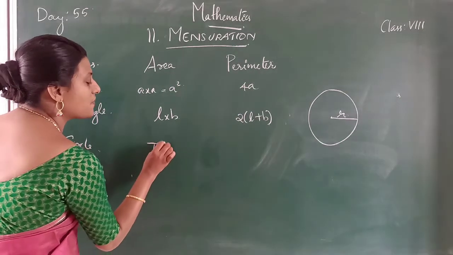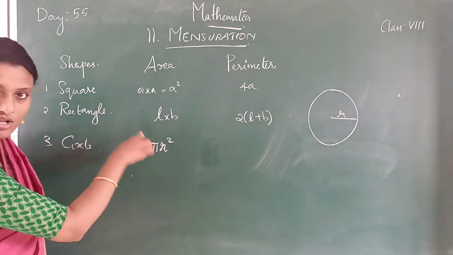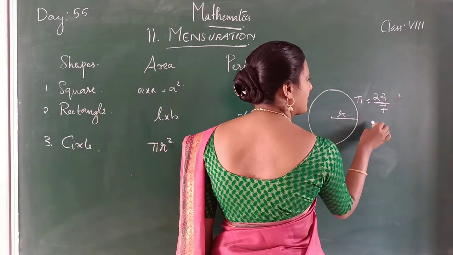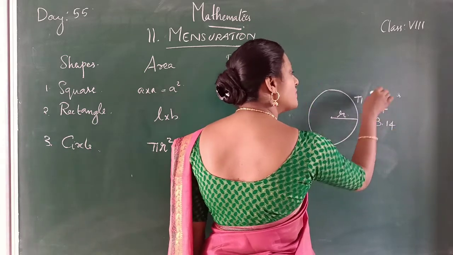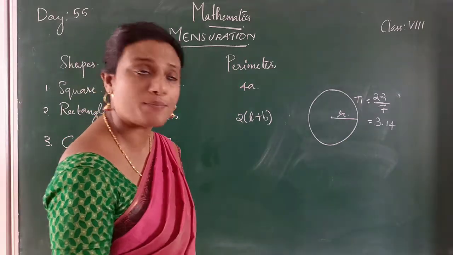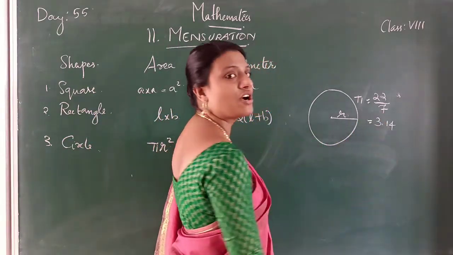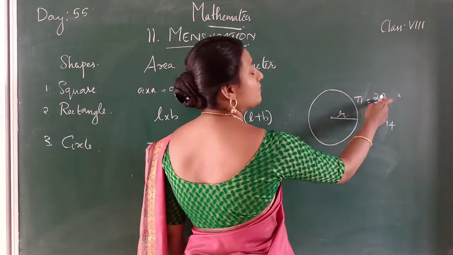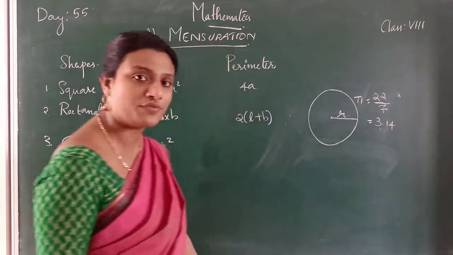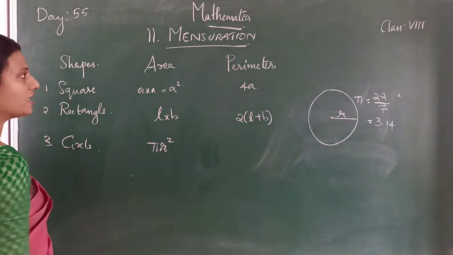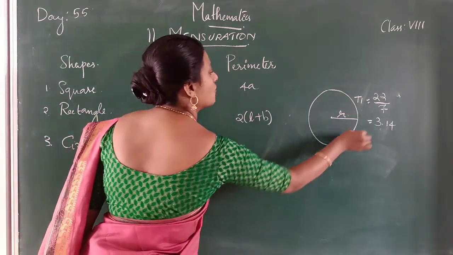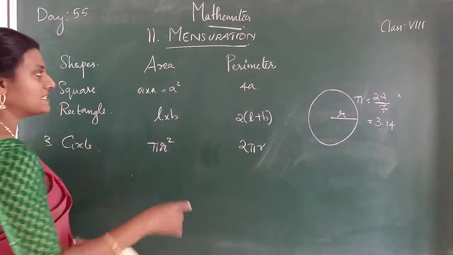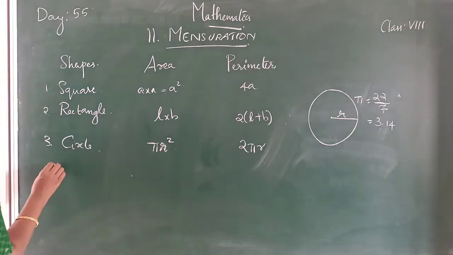Area of the circle is pi r square, where pi is a constant, equal to 22 by 7 or 3.14. This is a constant everywhere. Wherever you see pi, its value is 3.14 or 22 by 7. Depending on the problem, we will put the value of pi as either 22 by 7 or 3.14. So this is pi r square, and the perimeter, the total length of the circle, is 2 pi r. Understood? This is the perimeter and this is the area of the circle. Next one is triangle.